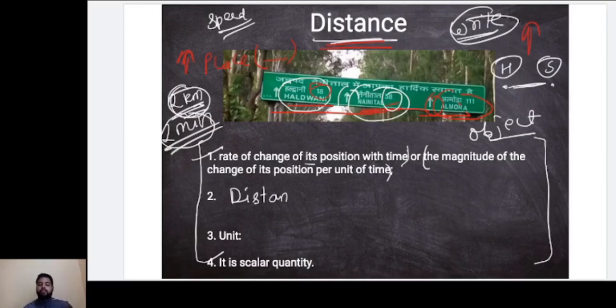What is distance? This is a definition: it's the magnitude of change of position. Change of position means, let's say you were at this position and now you are at this position. So how much position you have changed, how much distance you have traveled, that is the distance, right? If you travel 2 kilometers, this is the distance. That's the definition. Now let's come to the formula of distance.